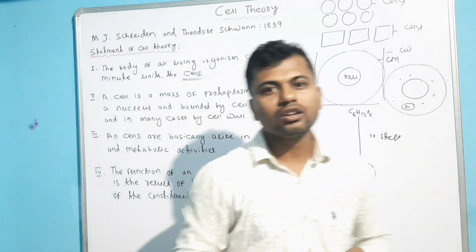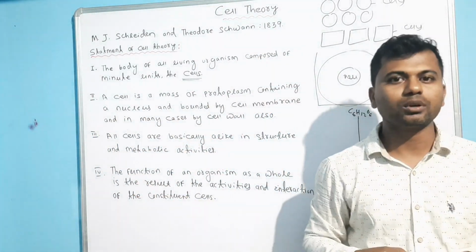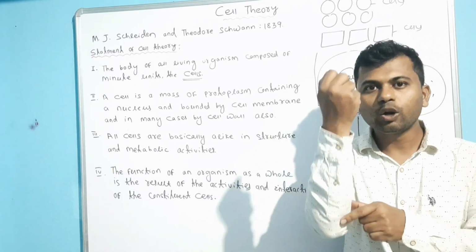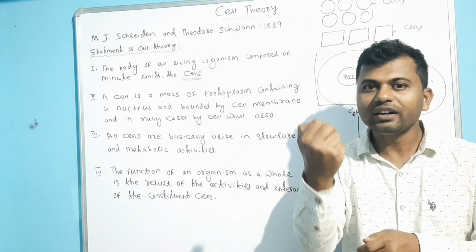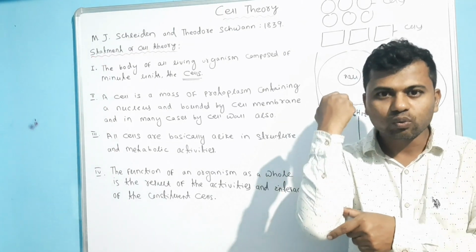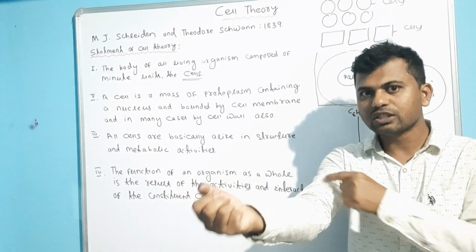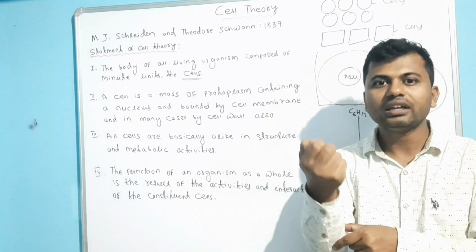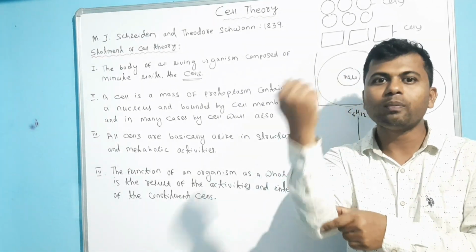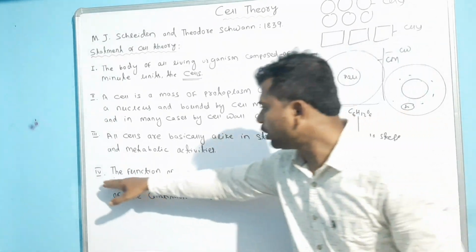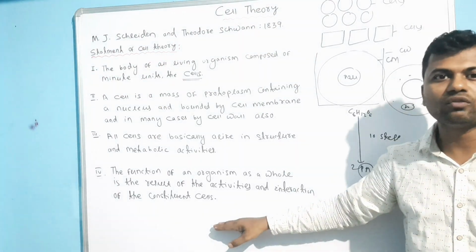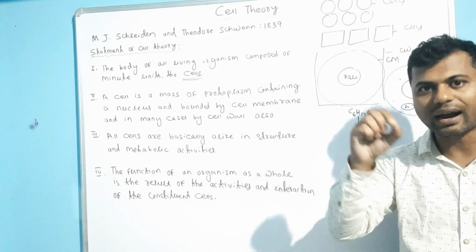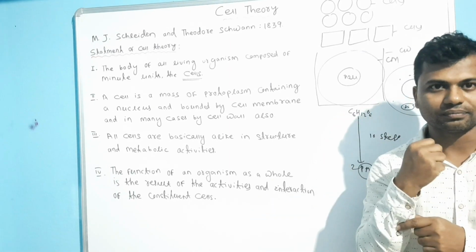Now we can explain statement number 4 by taking a small example. Suppose I am moving my hand here. The movement of my hand is possible due to the coordinated activities of my body cells. When my body cells, for example nerve cells, muscle cells and bone cells, are all functioning in a coordinated, collaborating manner, I am able to move my hand. So statement number 4 implies that the function of a living organism depends upon the coordinated, collaborating activities of the body cells.